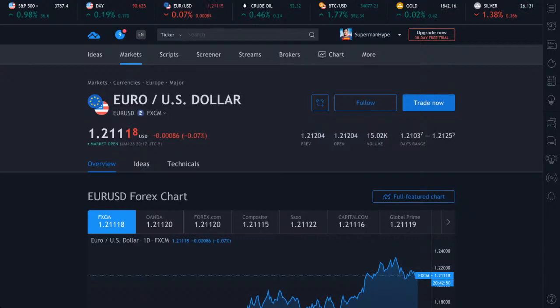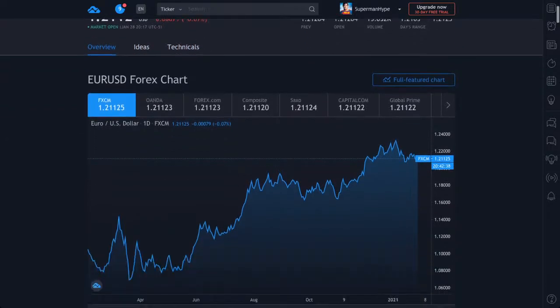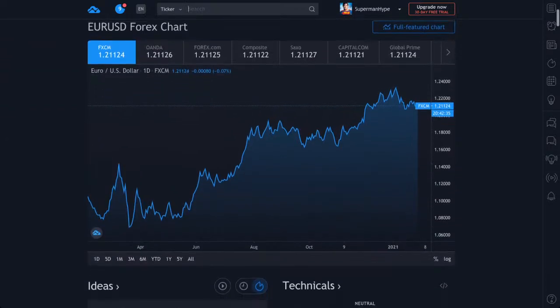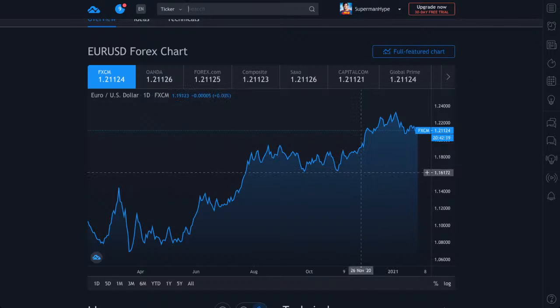All right, so this is Euro versus US dollars, and we've got 1.21118 US. Okay, so Euro is worth more than US dollar, and here we are. Let's have a look at the chart. So we can see that this chart is showing a particular marketplace, and that's the price on that marketplace for it. There's other marketplaces here, as you can see. So this is FXCM, and you can see their chart showing what the price is at the moment. So 1.21 euro to USD.